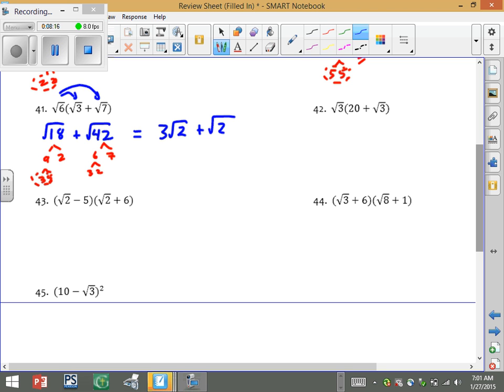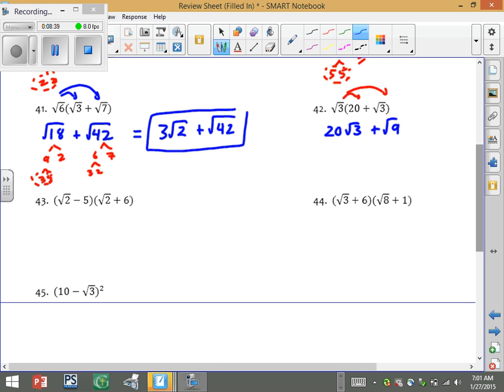So I'll leave it as 42. So there's your final answer. And since those aren't like radicals, I cannot put them together. Here, 3 is in, quote-unquote, in jail. 20 is not. So we have 20 root 3. And then 3 is in jail. The other 3 is. So this can turn into plus square root of 9.